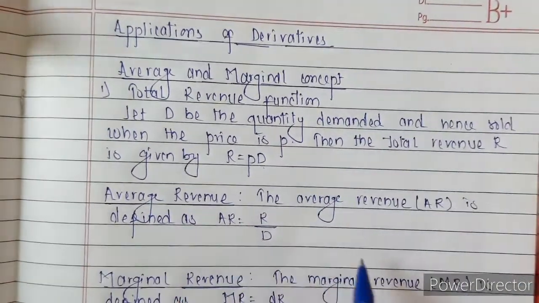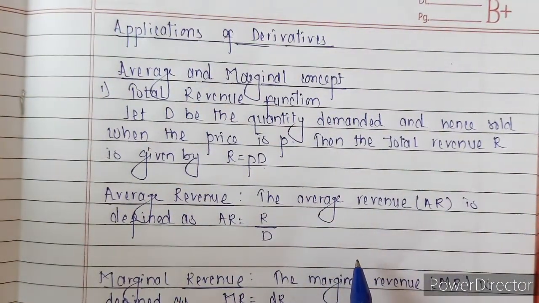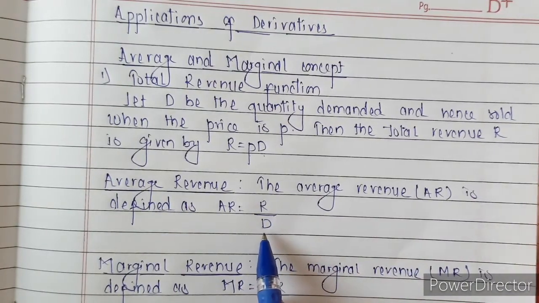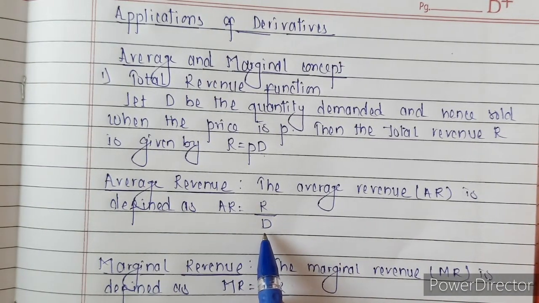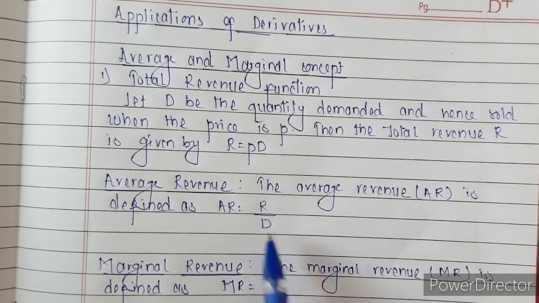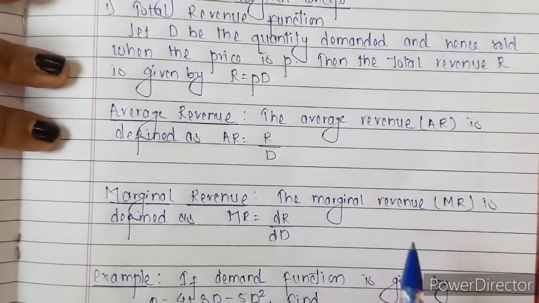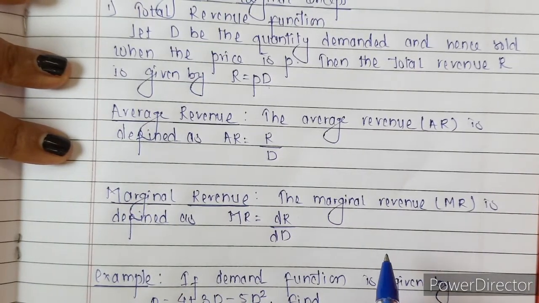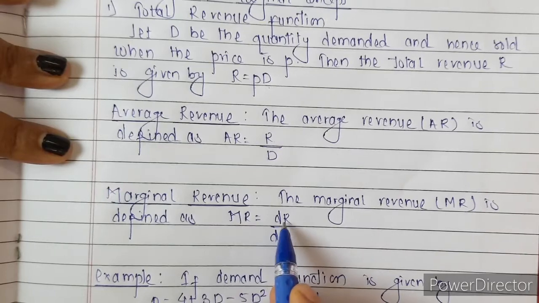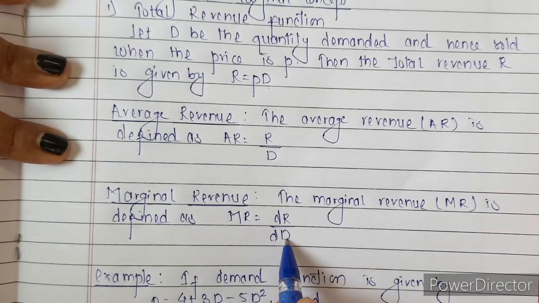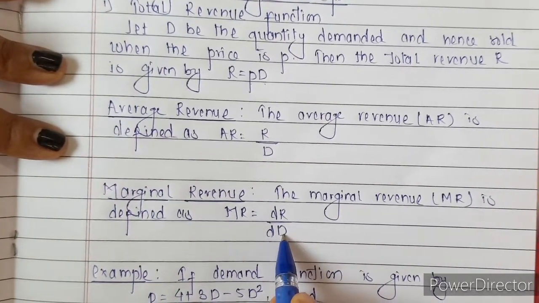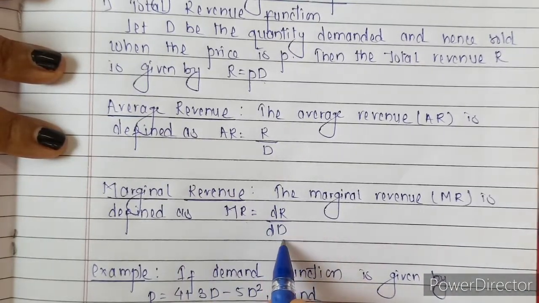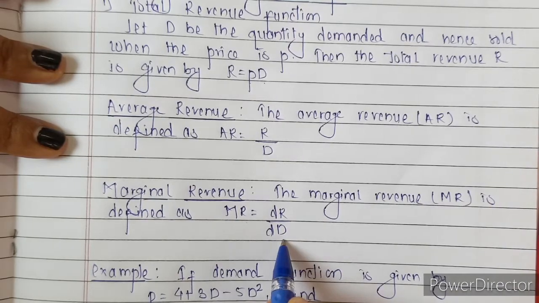Next is average revenue. Average revenue is the total income or the total revenue divided by the total items sold. Okay, so it is R by D. Now next is marginal revenue. Marginal revenue is nothing but change in revenue. So change in revenue is nothing but the derivative of revenue with respect to quantity demanded or quantity sold. So MR is nothing but the derivative of revenue with respect to quantity, that is D.